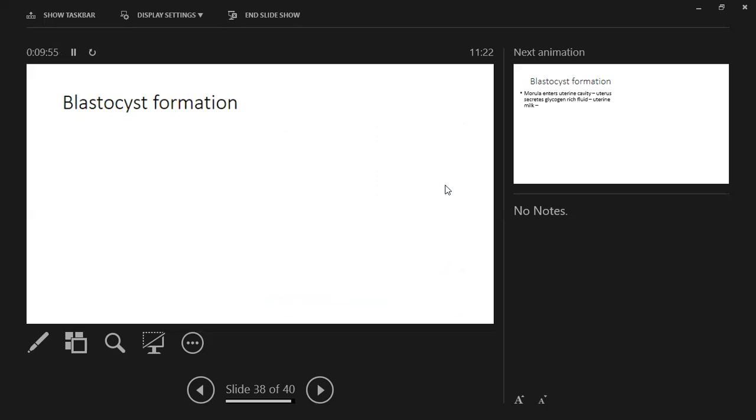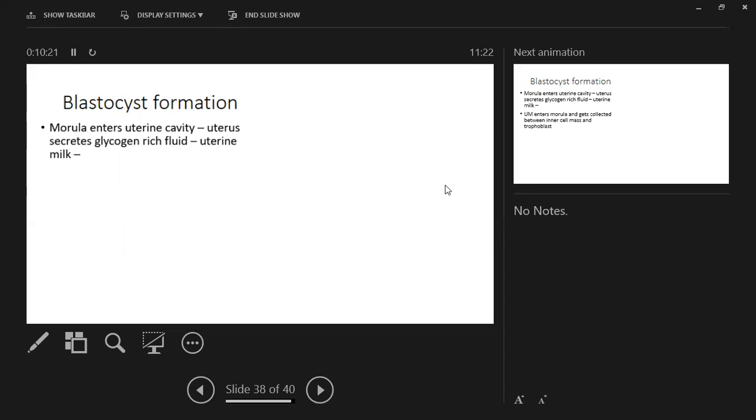Next is blastocyst formation. From the zygote, we get the morula, which is around the 32 cell stage. From the morula, we will get the blastocyst. The morula enters the uterine cavity, the uterus, and the uterus secretes a glycogen-rich fluid. It is called uterine milk.